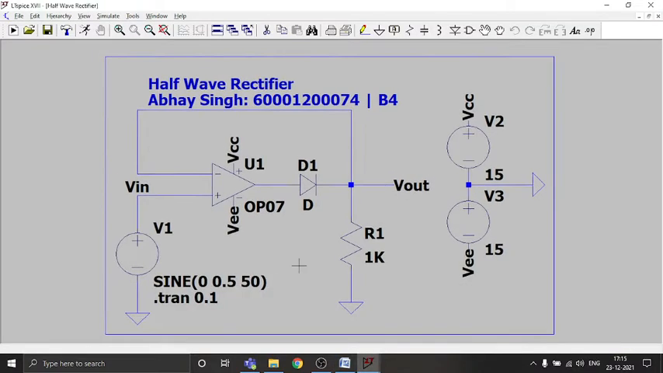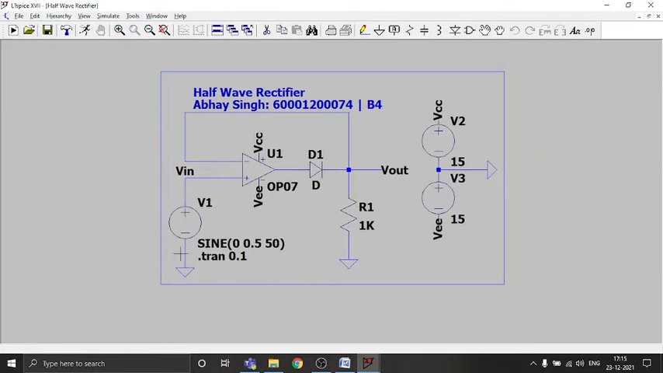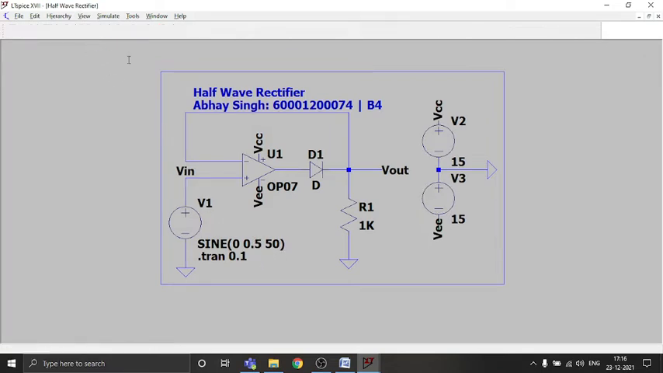This is my LTspice circuit for the half wave rectifier. I have given Vin at the non-inverting terminal, and my diode D1 is my precision diode. Due to the half wave rectifier, we will see the rectified output only in the positive half cycle due to diode D1. I have given amplitude as 0.5 volt, and my frequency is 50 Hz. Now I am going to run the simulation.